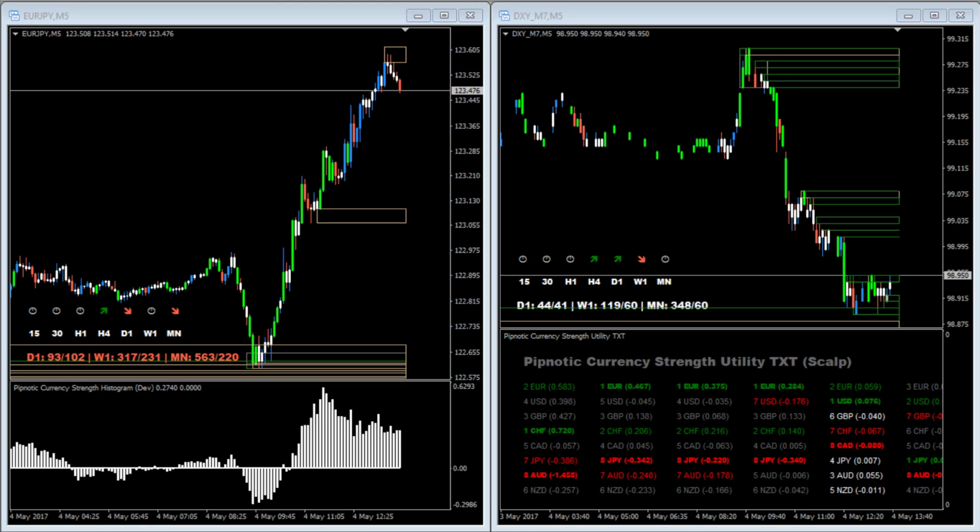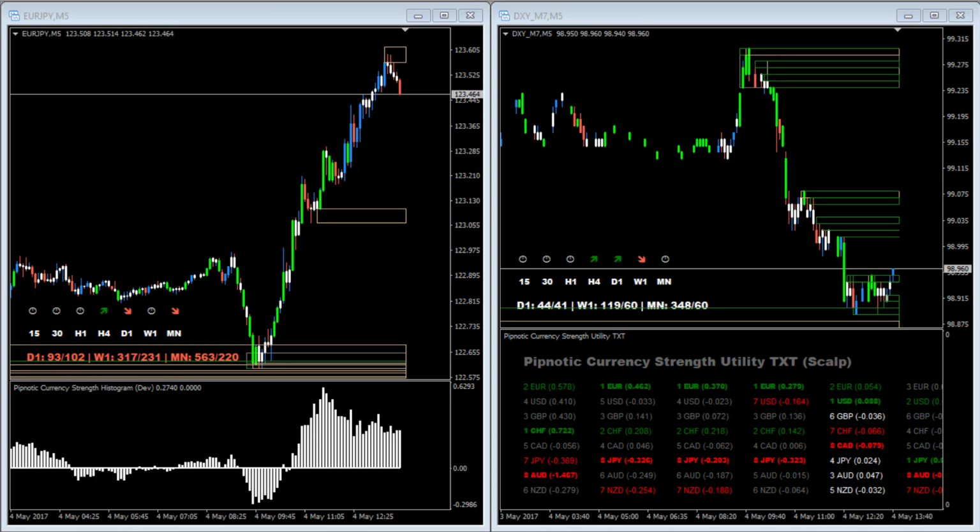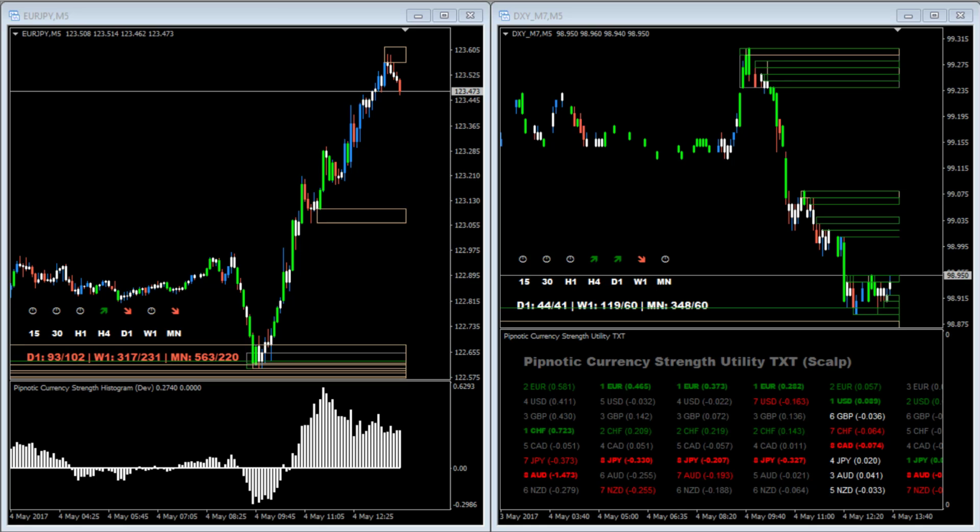In this tutorial we are going to discuss performing a currency strength analysis using the text version of the Pipnotic currency strength software. First of all, the reason that we want to perform a currency strength analysis is to assess which currencies are strong and which ones are weak, and thus which currencies we should be pairing and what direction we should be trading them.